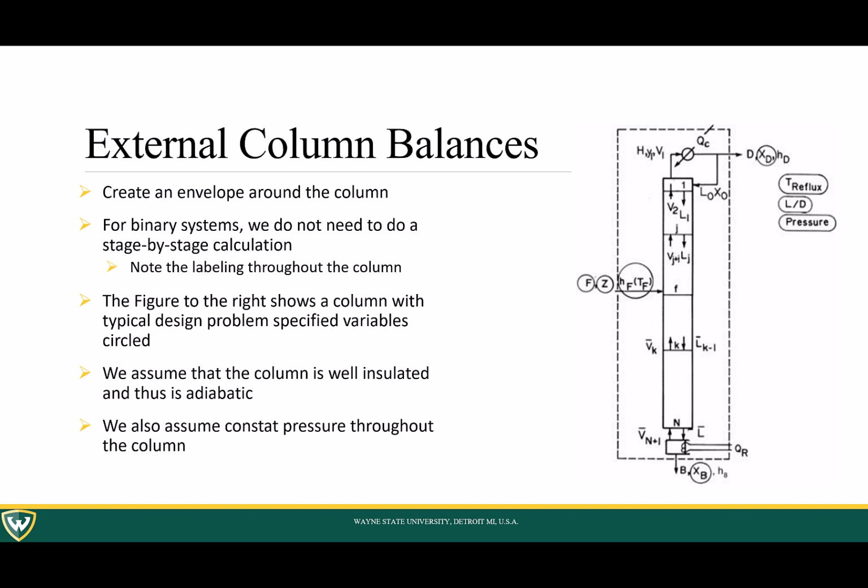We assume that the column is going to be well insulated. Well insulated just means that we're not getting any heat into the column other than from the condenser and the reboiler. We also assume that there's a constant pressure throughout the column. I briefly talked about that as well.